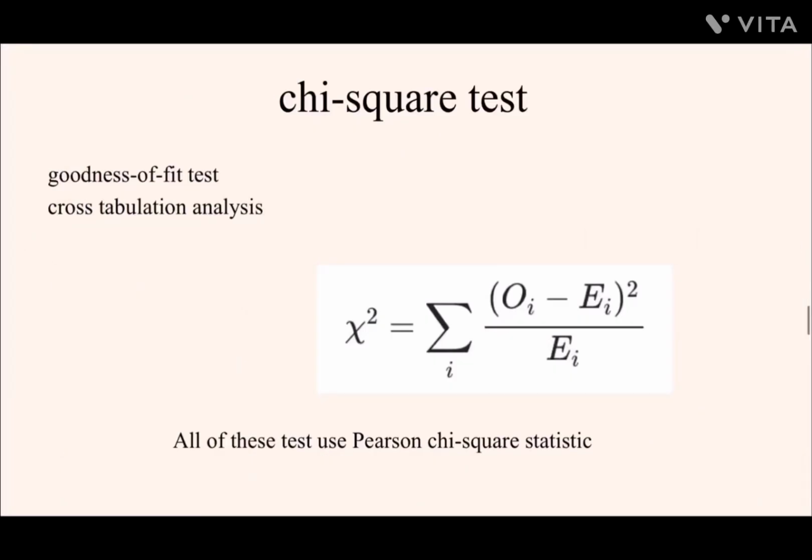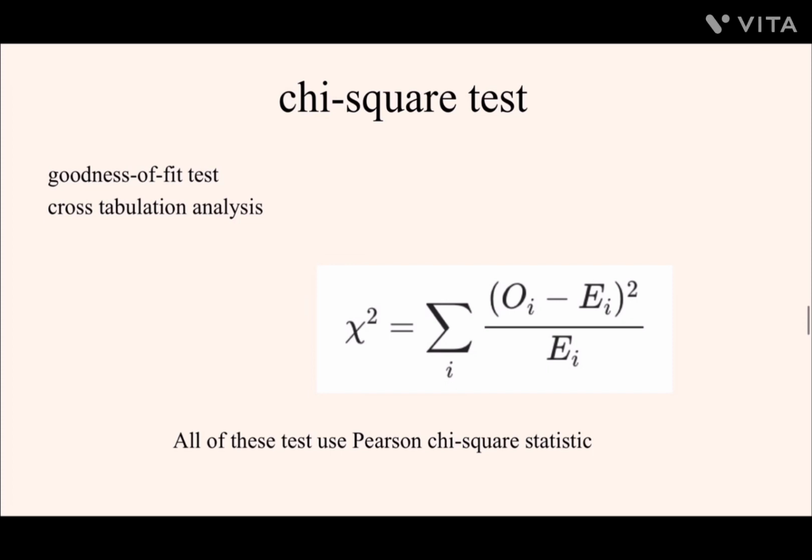We've just talked about statistics and distributions. To talk about the chi-square test, there are two main tests using chi-square: the goodness of fit test and cross-tabulation analysis. Usually, what we see in textbooks is about cross-analysis, but in fact, the chi-square test should be mentioned first for the goodness of fit test.